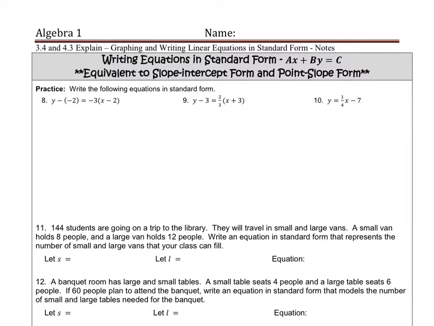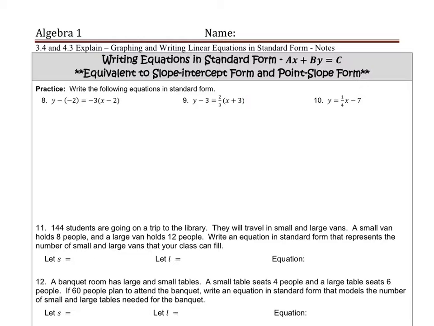Now we're going to practice taking equations and putting them into standard form. So again, our standard form is just the x term plus the y term equals the constant or the number. So your goal when you're getting things into standard form is to move all your x and y variables to the left side and to move your number to the right side.